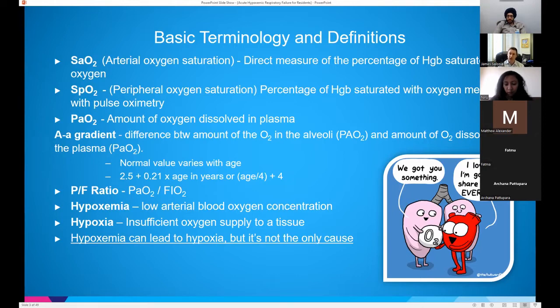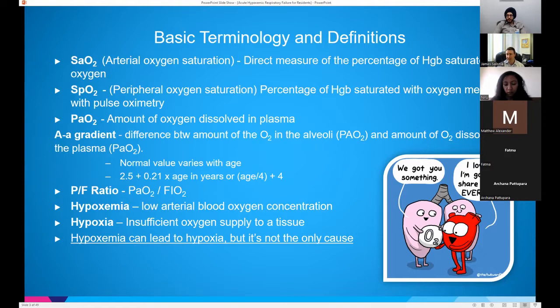People use these interchangeably. They say it like they're the same word. They're not. Hypoxemia is a low arterial blood oxygen. Hypoxia is insufficient oxygen supply to tissue, right? So hypoxemia can lead to hypoxia, but it's not the only cause. Somebody has cardiogenic shock. They could have hypoxia, but they might not be hypoxemic.